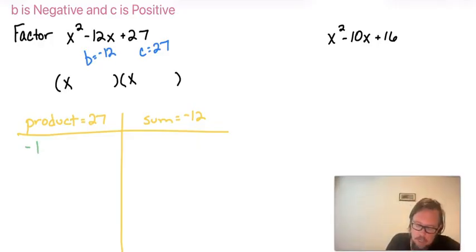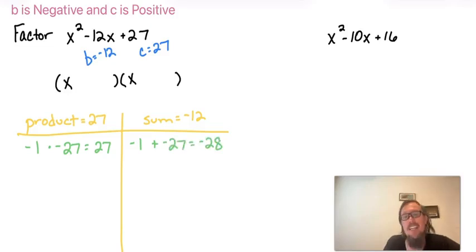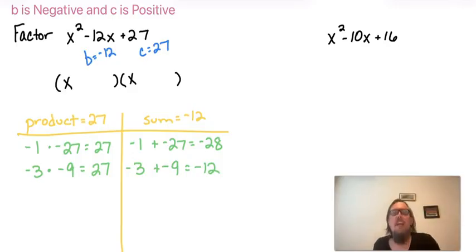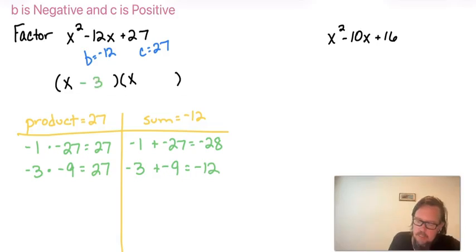So for example, negative 1 times negative 27 is positive 27. Negative 1 plus negative 27 is negative 28. So that doesn't work. It has the correct product, of course, but it doesn't have the correct sum. Okay, the next one I can think of is 3 and 9. So negative 3 times negative 9 is positive 27. And negative 3 plus negative 9 is negative 12. Well, there we go. Negative 3 and negative 9 have a product of 27 and a sum of negative 12. So our answer is x minus 3 and x minus 9. There we go.